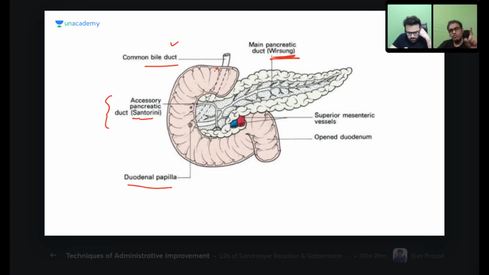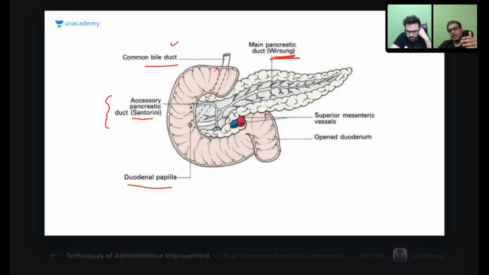Now, this is said to be one of the reasons for developing recurrent pancreatitis. Why? Simple, because the pancreas is not able to drain. The opening is small, but it has to drain a lot. So, pancreas divisum is said to be one of the causes of recurrent pancreatitis.